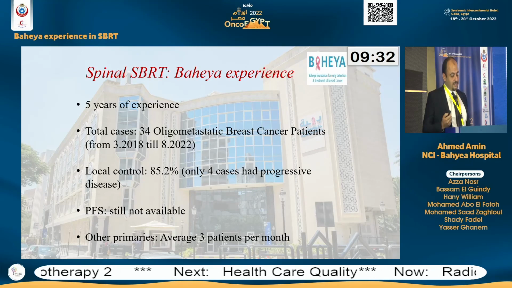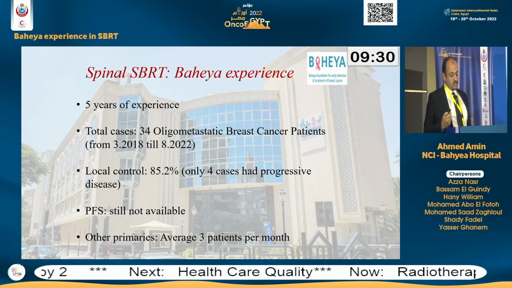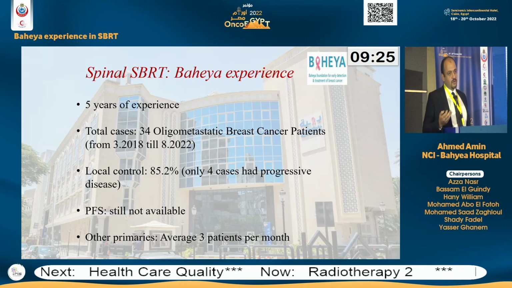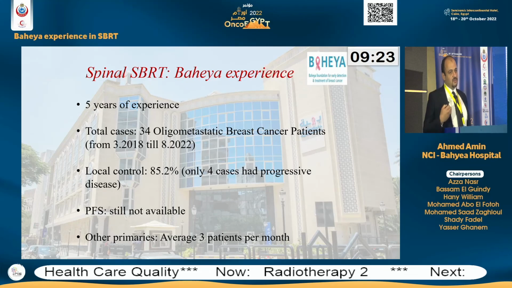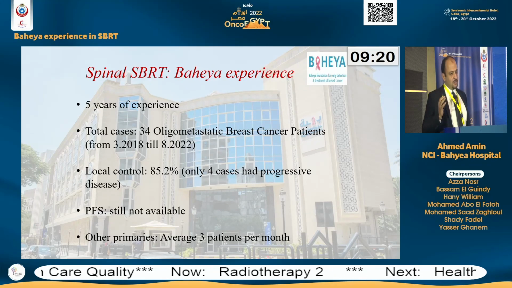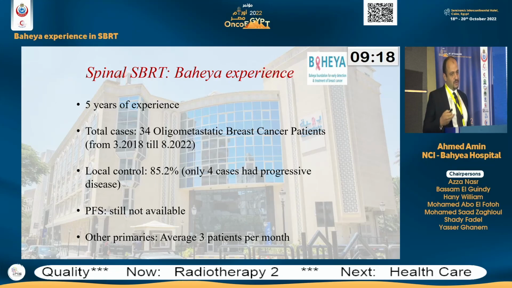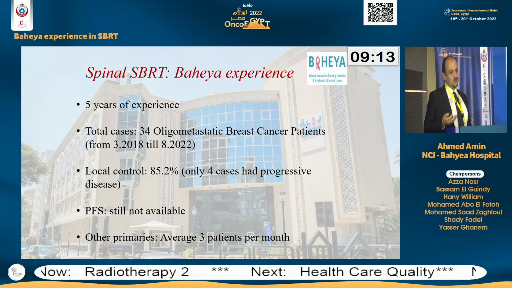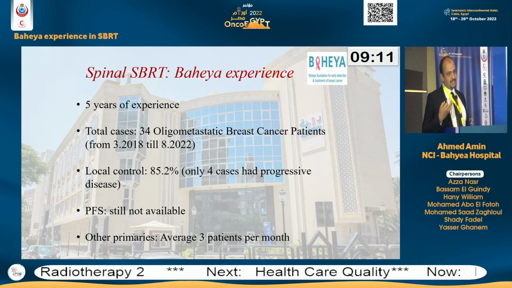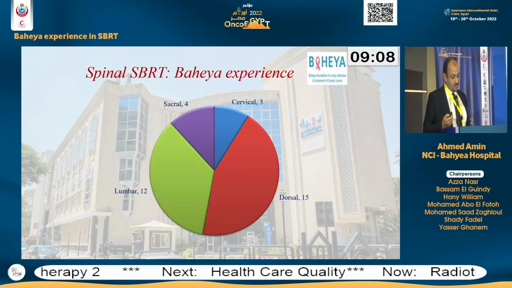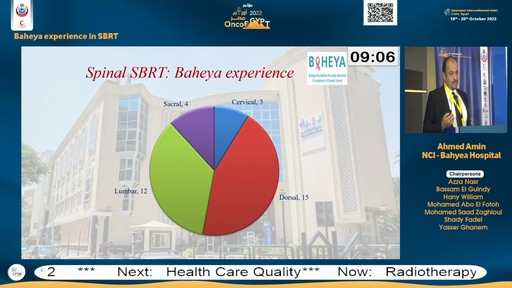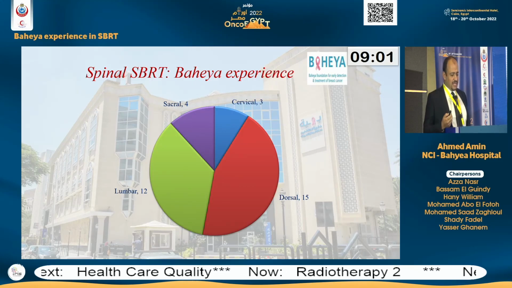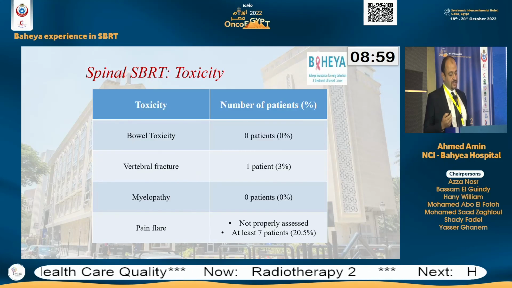Progression-free survival data is still not available. We haven't analyzed the patients so far. For other primaries, we're doing almost 3 patients per month. There are patients who are referred to our center especially for SBRT, but we don't have any further data regarding their follow-up. So they're just experience for our physicists to perform this technique, but we can't publish this data. We don't have their data. Most of our treatment sites are in the lumbar or dorsal region, and we can also treat the sacral and cervical spine.